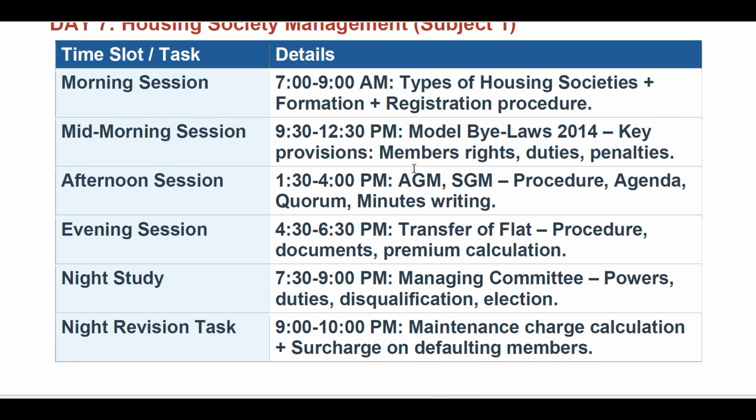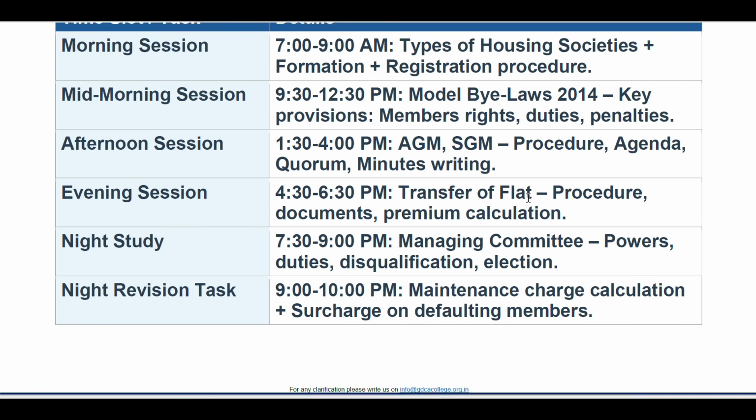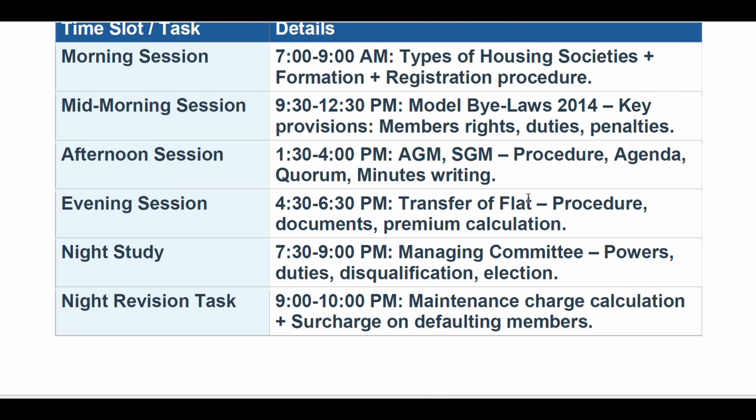Then in the afternoon session, study AGM, SGM, procedure, agenda, quorum, and minutes writing. In the evening session, transfer of flat, procedure, documents, premium calculations. These are important things. Then in night time, before you sleep, study managing committee, powers, duties, disqualification, and election process. These are very important actually. On this, you might get a question in the CHM paper.